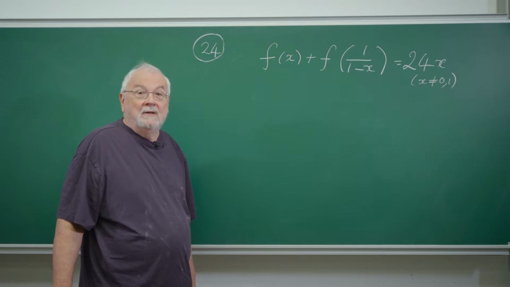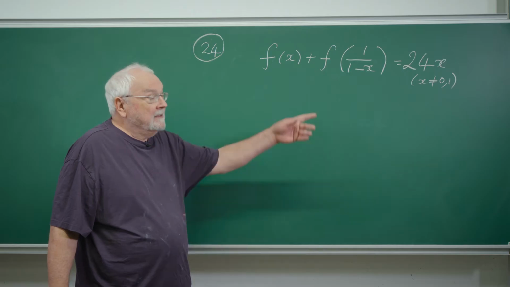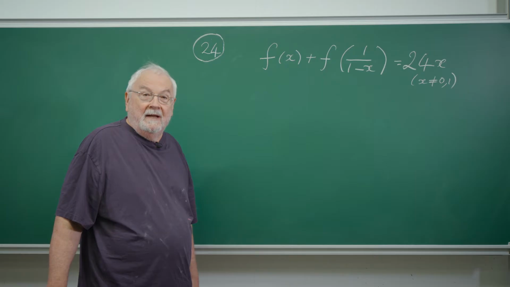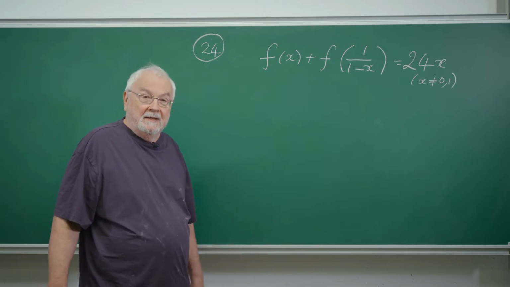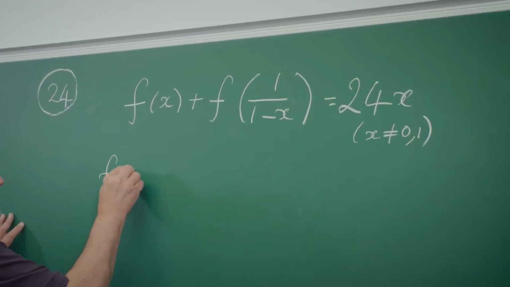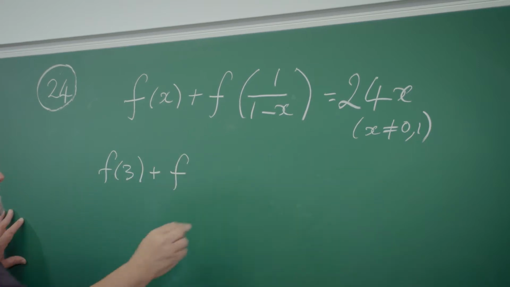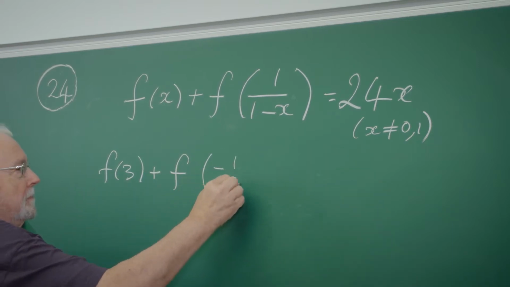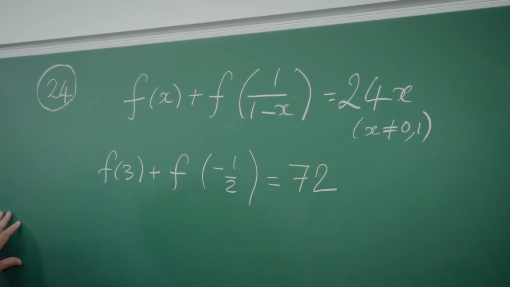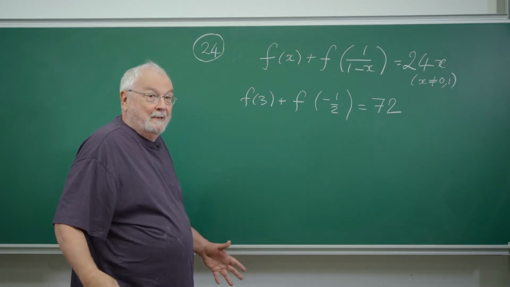In question 24, we've got this function that satisfies this equation for all x except when x is 0 or 1. And we're required to find f of 3. So the least we can do is to plug in x equals 3 and see what happens.